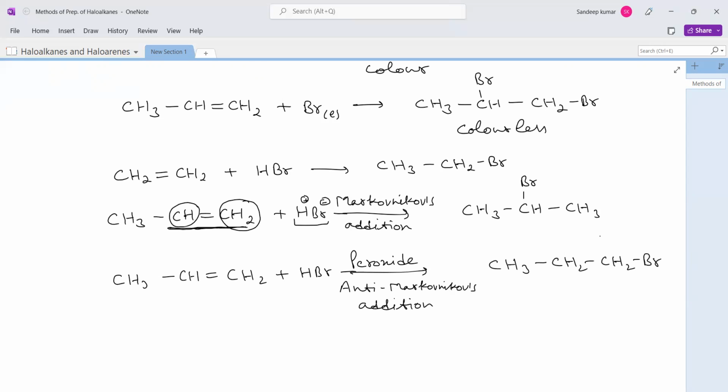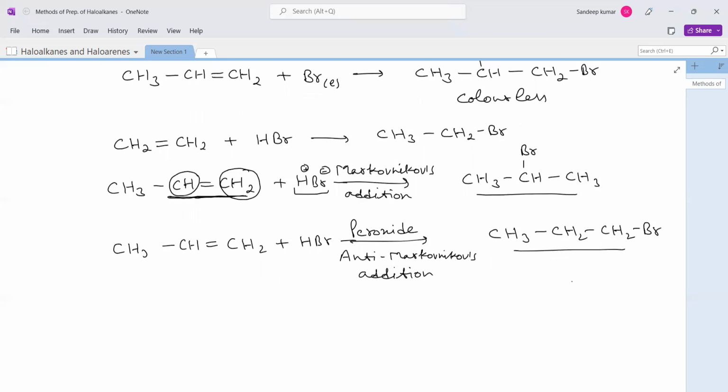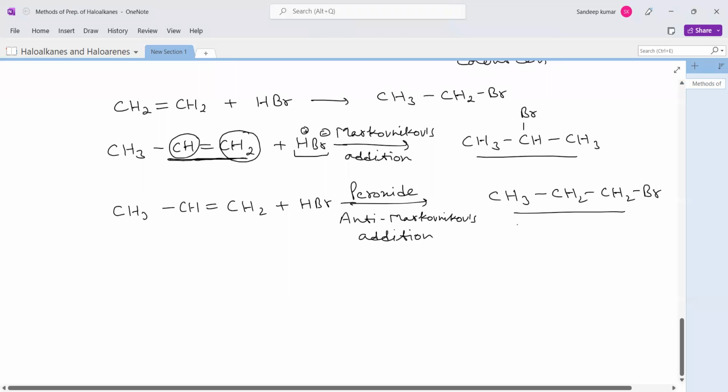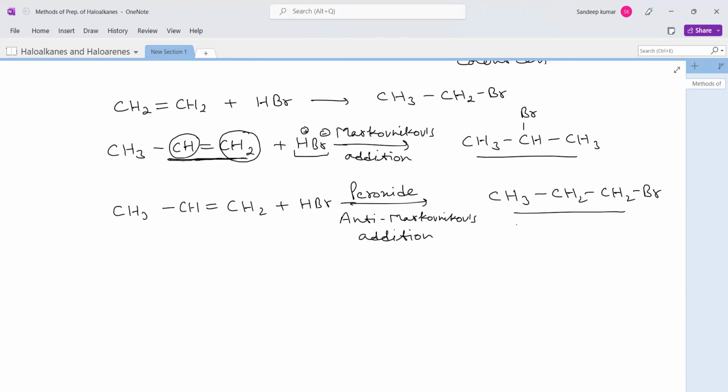To know about the major product formed in these reactions, and why such products are formed, we have to go for their mechanism. In studying the mechanism of these reactions, we will come to know why the bromine is getting attached to the central carbon atom in the above reaction, whereas it's getting attached at the terminal carbon atom in the lower one.